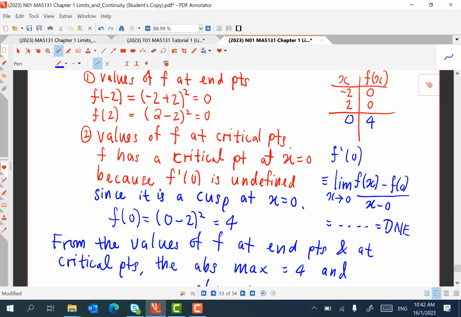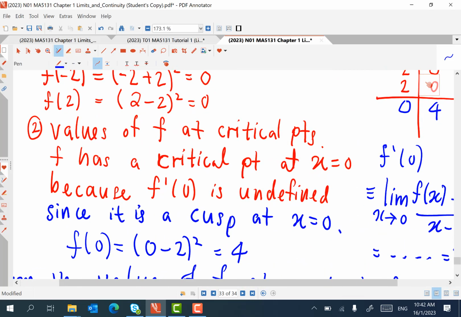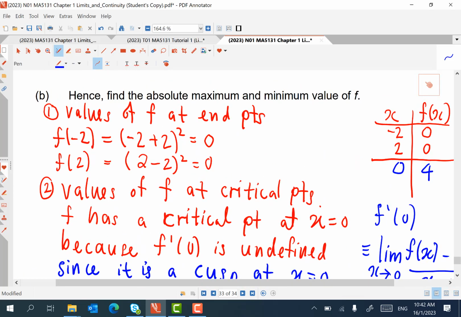Just two things: the endpoints and the critical point. In fact, if you look at the solution key provided by the AP examination board later on, you find that they oftentimes draw a table like this.